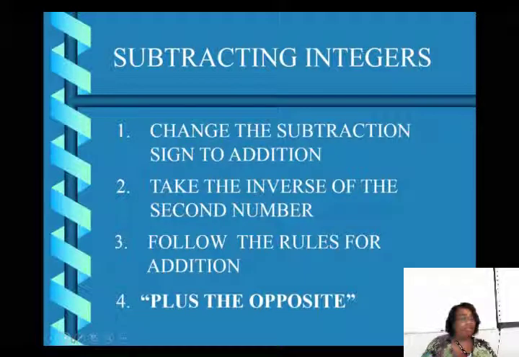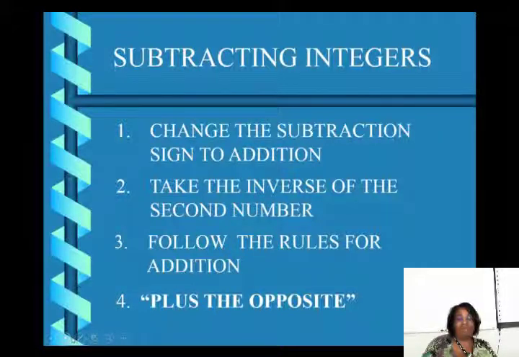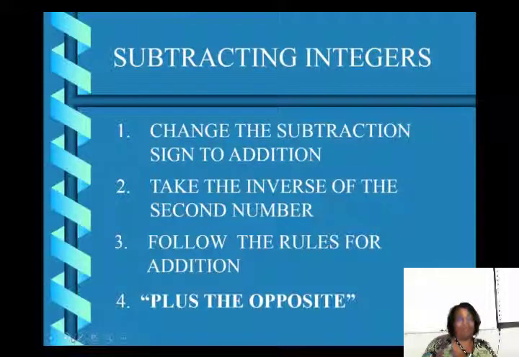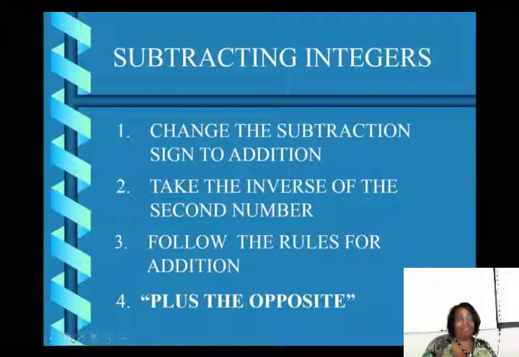And the way that I remember this is I say a little phrase to myself, plus the opposite. Plus the opposite means I'm going to change the subtraction sign to addition, and I'm going to change the sign of the number immediately afterwards to its opposite. So if it was subtract a positive 3, I would do plus a negative 3. They mean the same thing. I'm just changing it to addition to make my calculations easier.